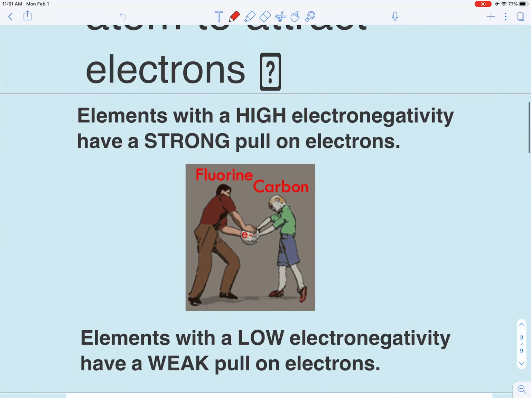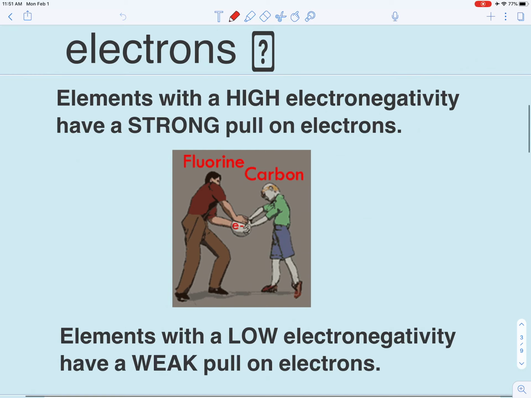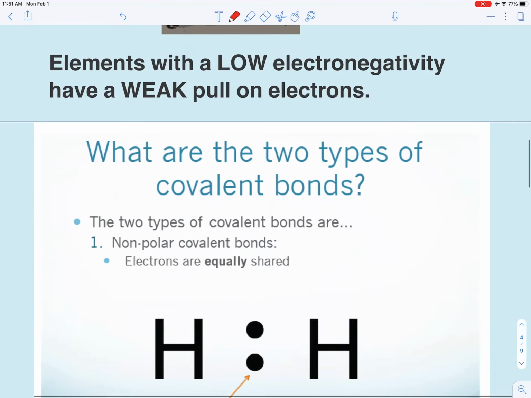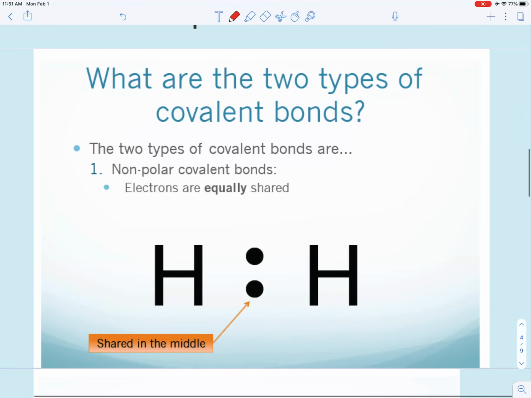So that means if you have a high electronegativity like fluorine, then you're going to be able to pull more electrons towards you. So here, fluorine has a stronger pull on electrons compared to carbon. If you have a low electronegativity, that means you got a weaker pull on electrons. So what are the two types of covalent bonds?